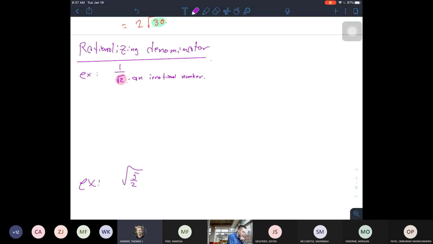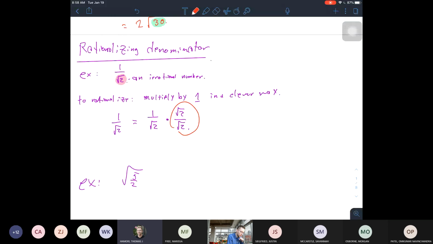So to rationalize the denominator, we're going to multiply by 1 in a clever way. We're going to take 1 over the square root of 2, and we're going to say that's equal to 1 over the square root of 2 times 1. But I'm going to write 1 as the square root of 2 divided by the square root of 2. If I take a number and I multiply it by 1, I haven't changed it. So this right here is just 1.